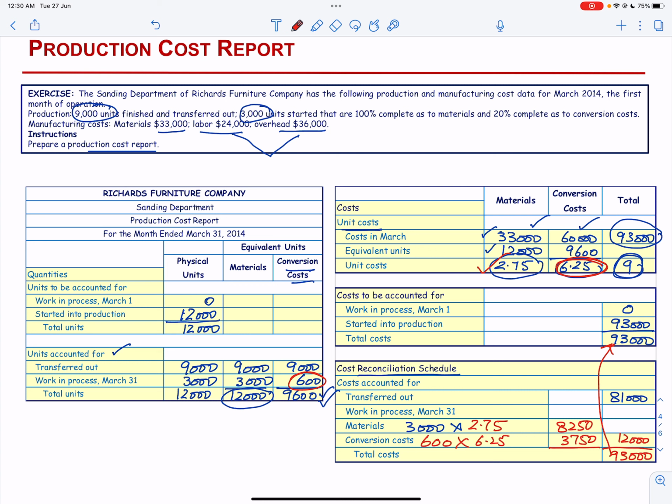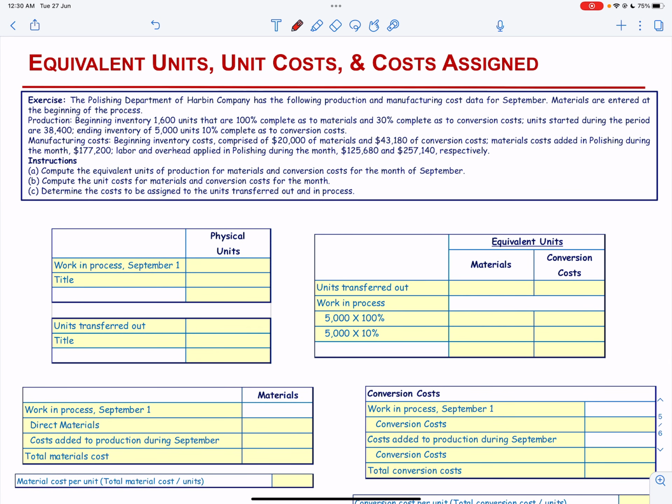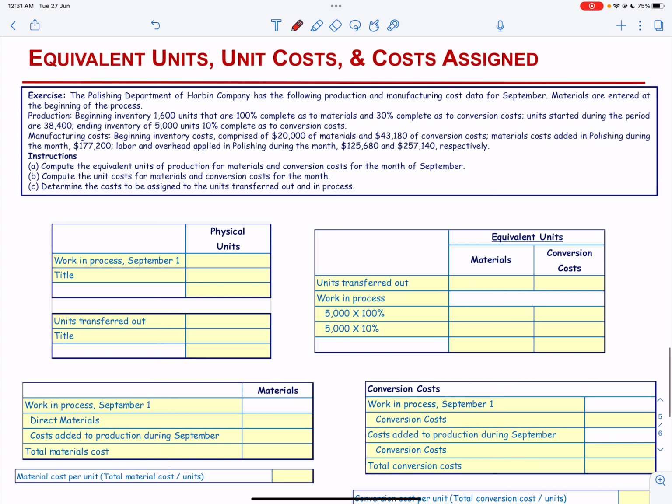Next, let us explain how to compute equivalent units, units cost, and costs assigned. The polishing department of Harbin Company has the following production and manufacturing cost data for September. Materials are entered at the beginning of the process. Production beginning inventory is 1600 units that are 100% complete as to materials and 30% complete as to conversion cost.